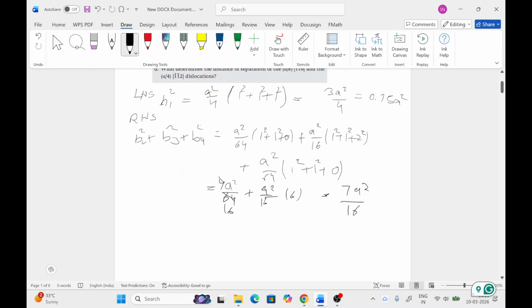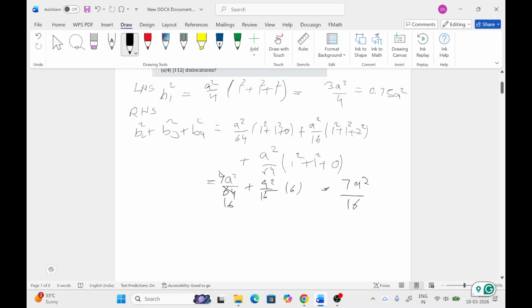So if we calculate this, the 3a square by 4 on the left hand side is greater than 7a square by 16. As energy is reducing with the dissociation, this reaction will occur.